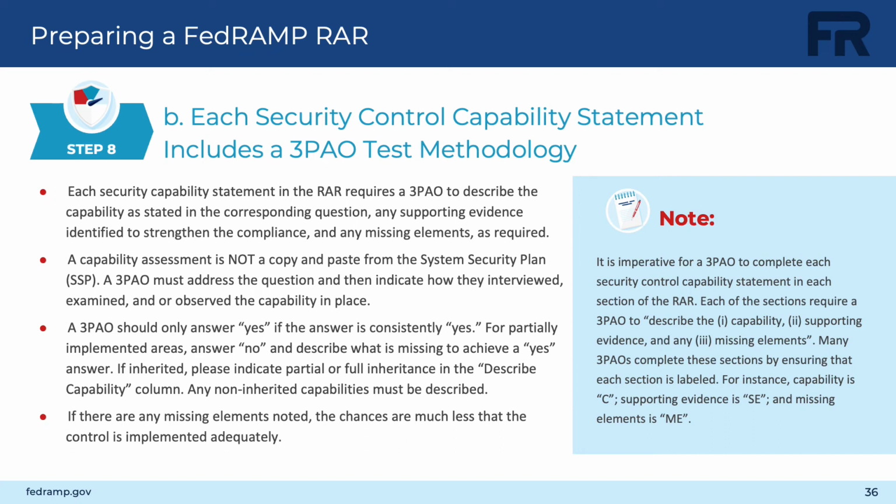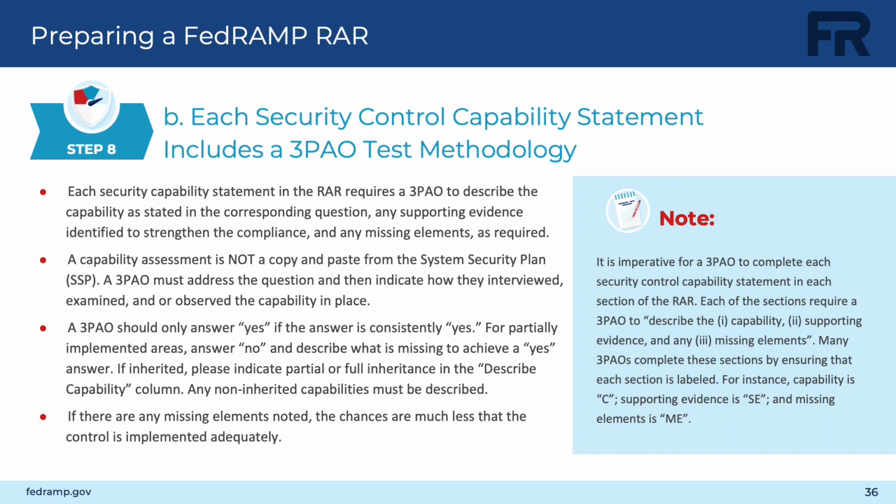The best way that we have seen the capabilities addressed is by breaking each capability cell in the table into 3 sections. The first section should be capability, or C. The second section should be supporting evidence, or SE. And the third section, missing elements, or ME. As the 3PAO answers each capability, they must turn the question into a statement, then explain the how.